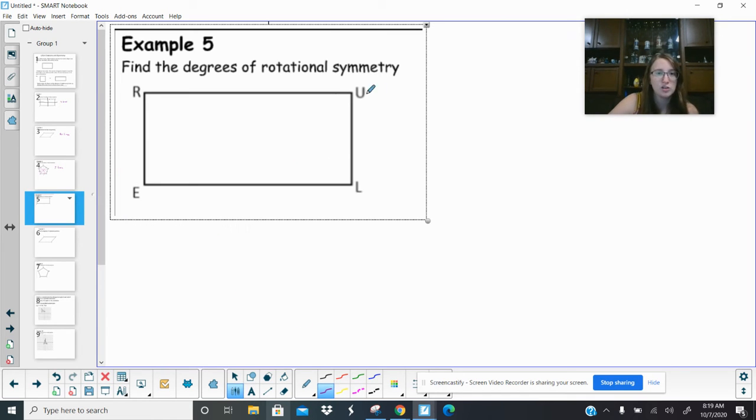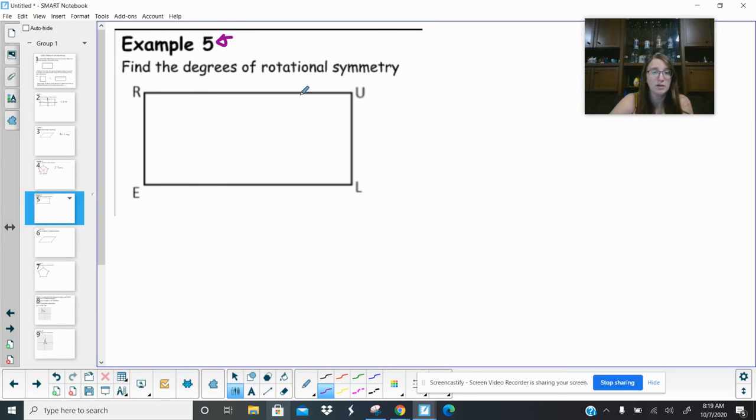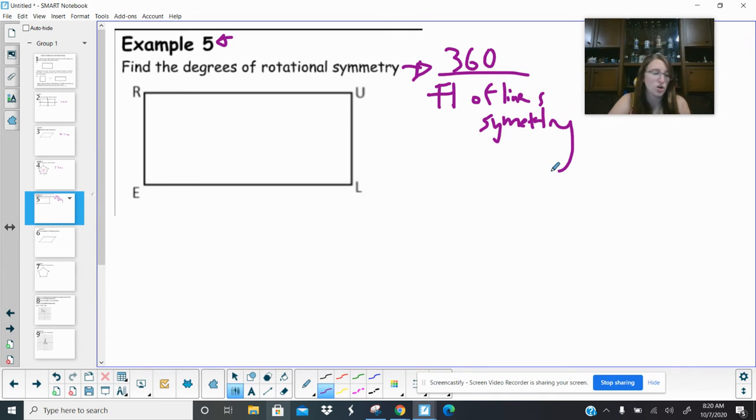Okay, now we're coming back to the same shape as example 1. We are on example 5 now, so pay attention to what number we're on. We are trying to find the degrees of rotational symmetry. So remember, rotational symmetry, we wrote this down at the beginning, is 360 divided by the number of lines of symmetry. That should make a little bit of sense because you should know that 360 degrees is a full turn.